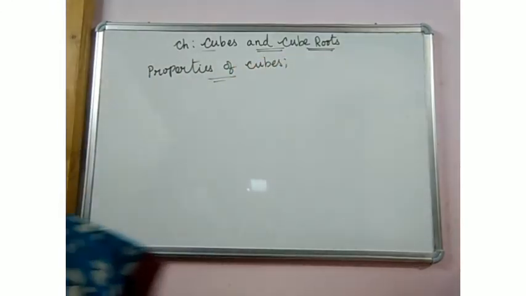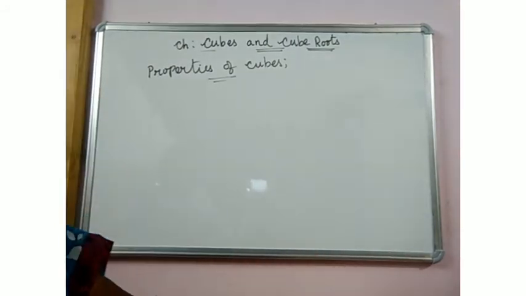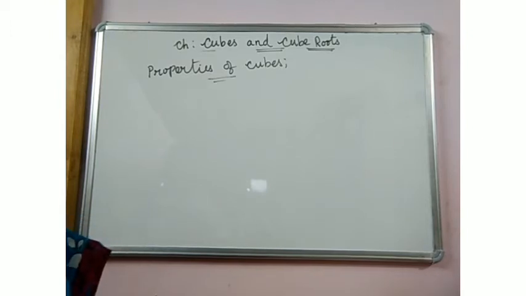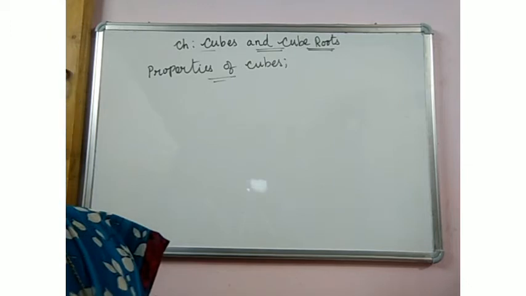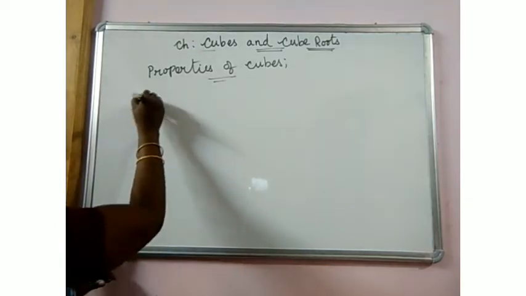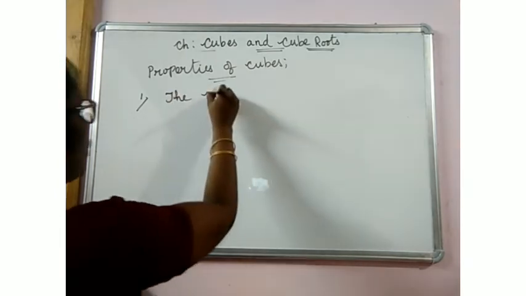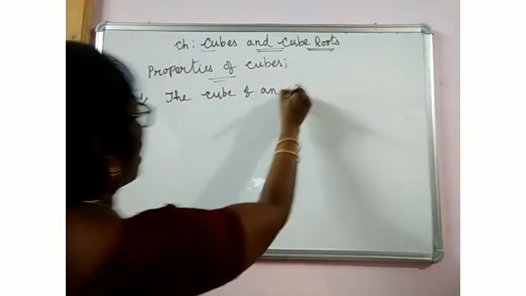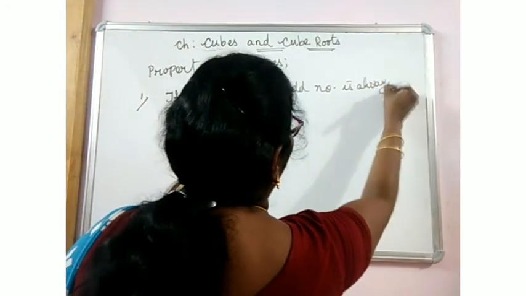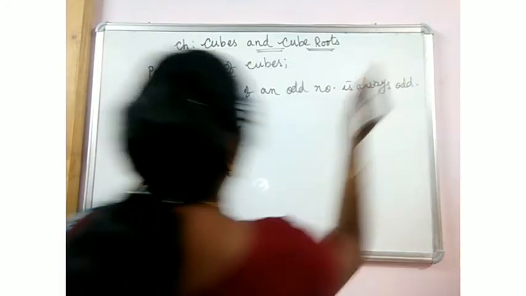When I found the cubes, 1 cube we got 1. 1 is an odd number, 1 cube also 1 we got. 2 cube we got 8. 2 is an even number, 8 is an even number. 3 is an odd number, 3 cube is 27, odd number. 4 is an even number, 4 cube 64, even number. 5 is an odd number, 5 cube is 125, odd number. So, your first property is the cube of an odd number is always odd. That is your first property.